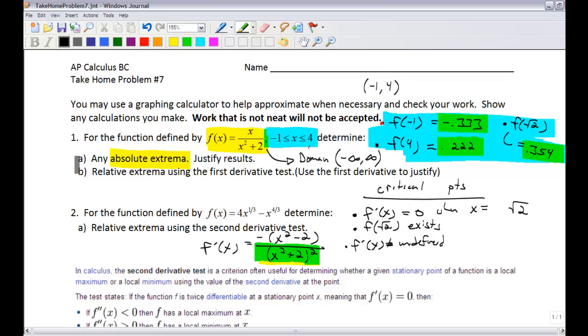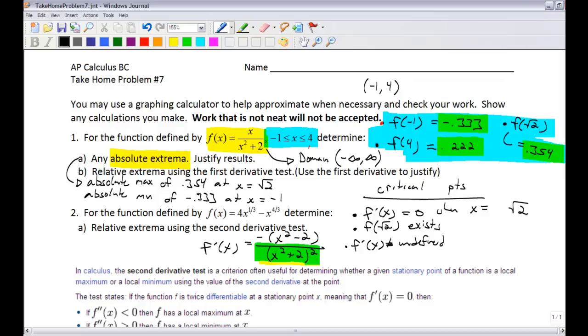Okay, so for A, we're just going to say absolute max of 0.354 at x equals root 2, absolute min of -0.333 at x equals -1. So for absolute extrema, check your endpoints, check your critical points, just compare the y values.